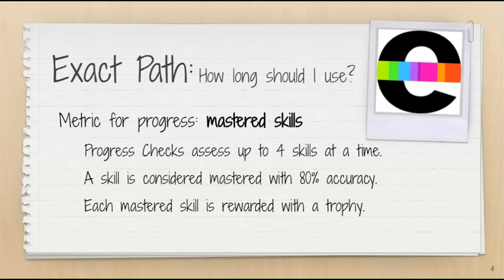If a skill is not considered mastered on the progress check, it is added back to their learning path for remediation. Again, effective use of ExactPath should focus on monitoring progress checks and the skills that are mastered, not working for a set amount of minutes.